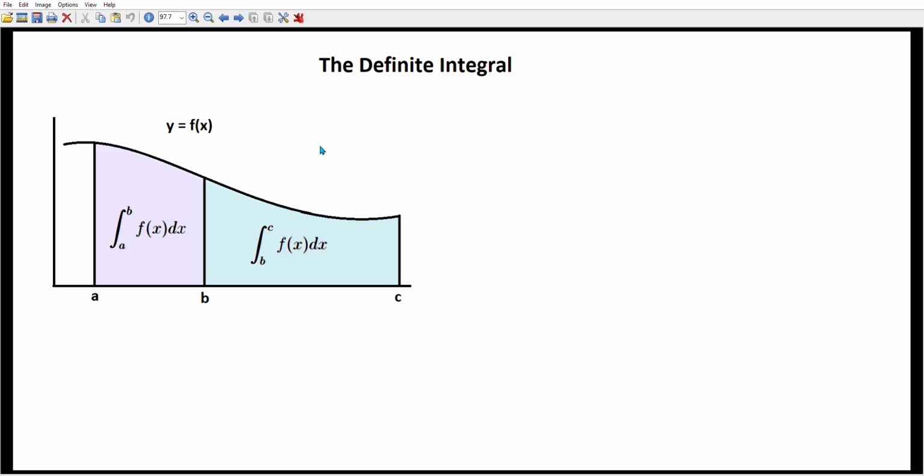Here's a picture that suggests another property. Here's our function y equals f of x. We go between a and b, and this area is given by this definite integral from a to b. The area between b and c is given by this definite integral between b and c. The whole thing should be the definite integral between a and c, and what you get out of this is the definite integral from a to c of f of x dx is the integral from a to b plus the integral from b to c.